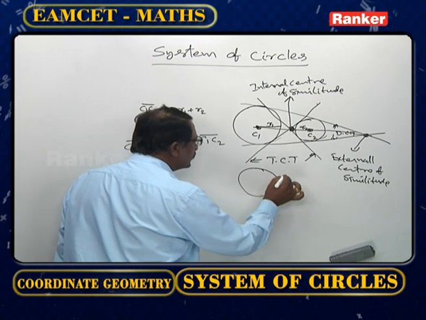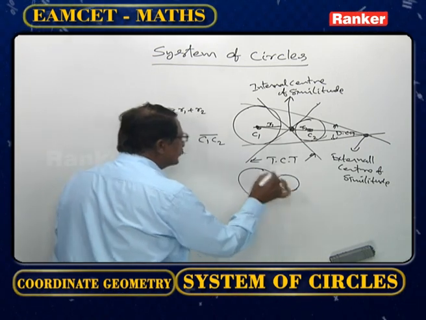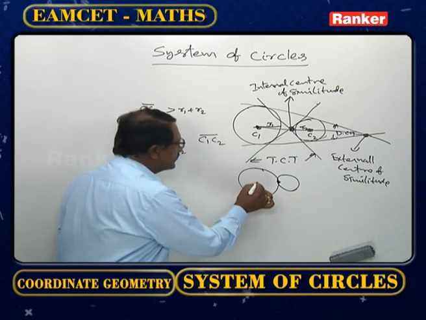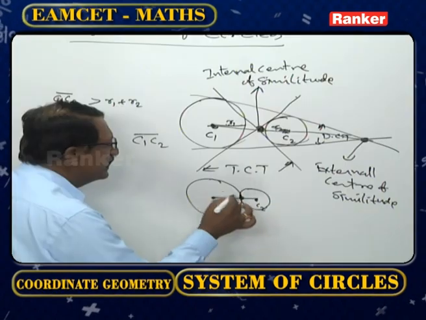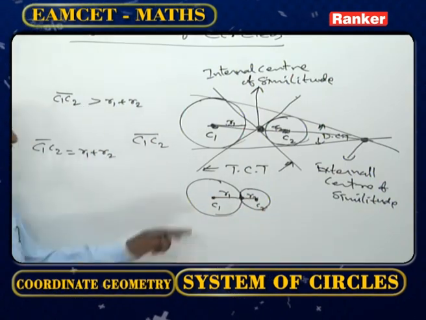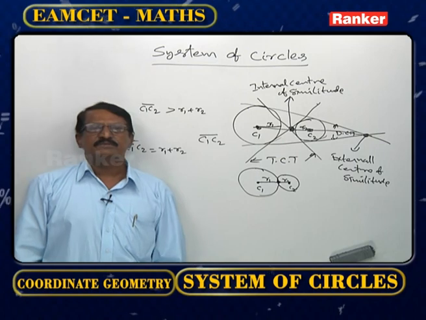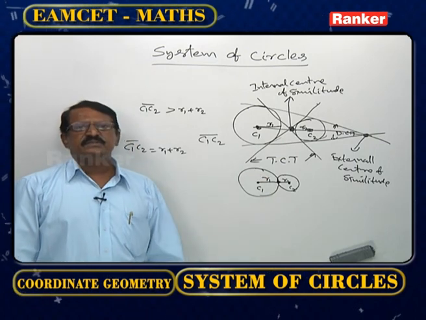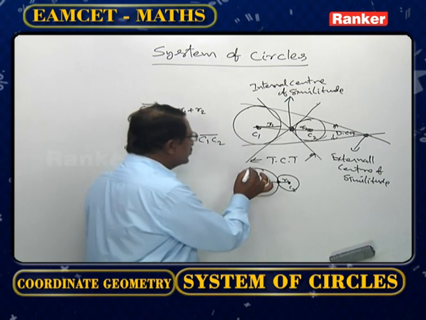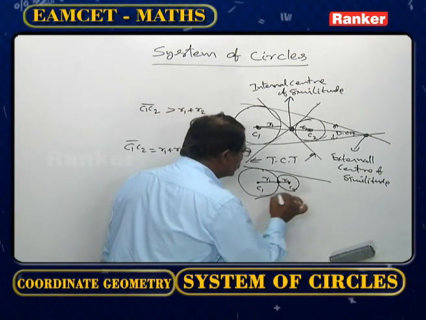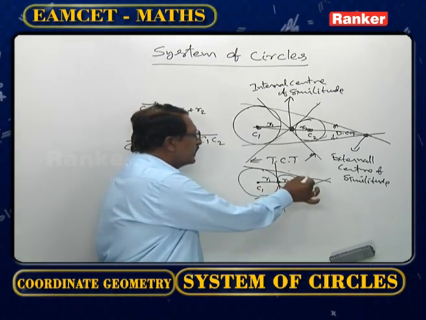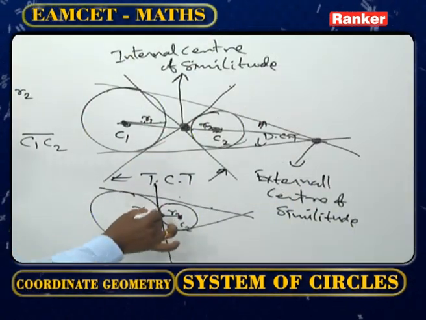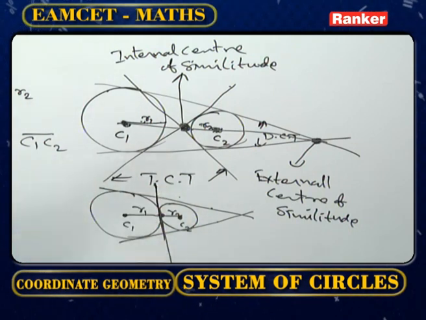If C1C2 equals R1 plus R2, that is, if the distance between centers of the 2 circles equals the sum of radii, then the 2 circles touch externally. In that case, we get only 3 common tangents: 2 are direct common tangents, and only one is a transverse common tangent.